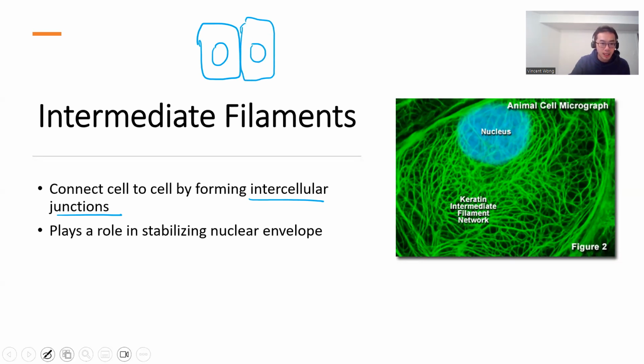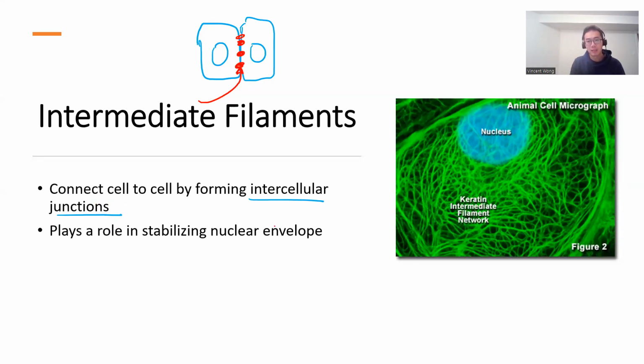Okay, and sometimes in parts of the body, you want to lock these cells together. You want to stabilize them, glue them together. And that's when you're going to need the intermediate filaments. For example, in your intestinal tract, in your intestines, you want to have these tight seals. Otherwise, the food is going to leak out of your cells and go all over the place, right? We don't want that, right? So sometimes you need to form these intercellular junctions, like connections between cells.